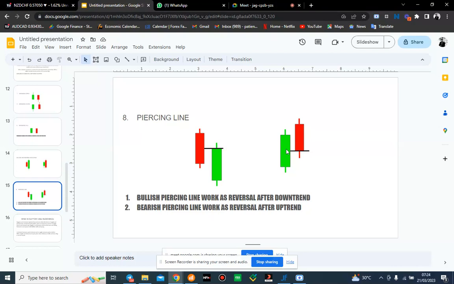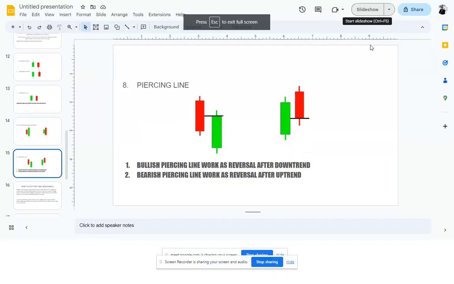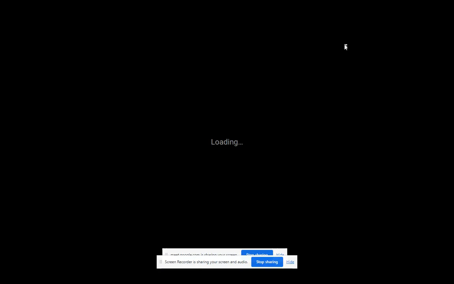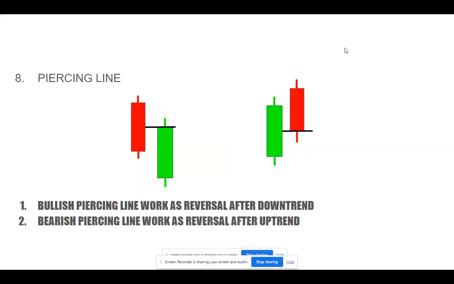Some candlestick patterns. I mentioned the hammer candlestick, the inverted hammer candlestick, shooting star candlestick, the hanging man candlestick, the bullish and bearish engulfing candlestick, and the piercing line candlestick, Marubozu candlestick. Also, I mentioned something about the doji candlestick. So today we want to talk about support and resistance.